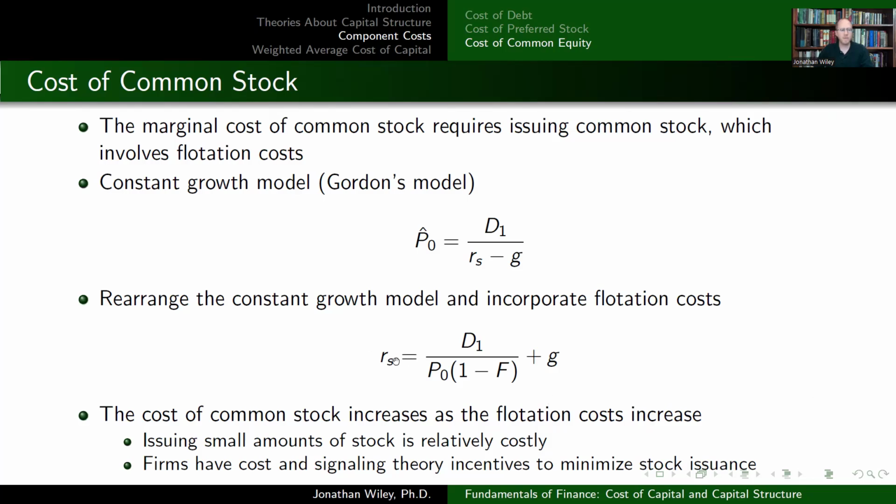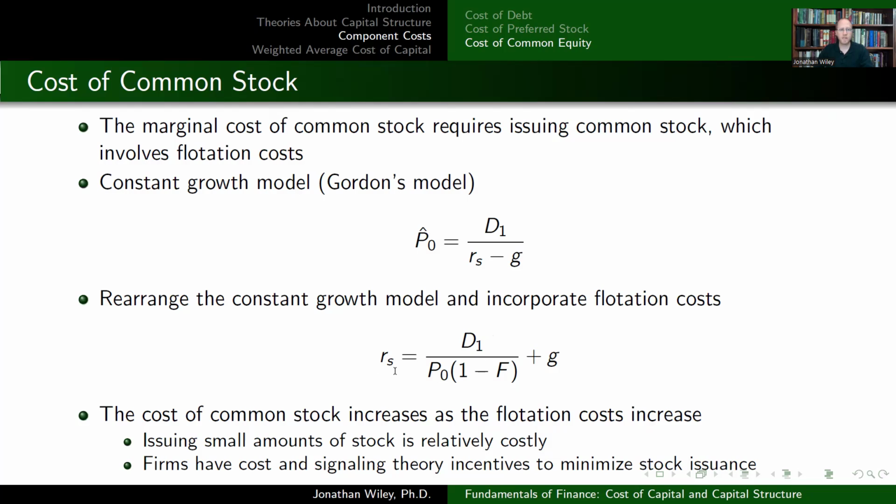Now, a few little things here. This cost of common stock is going to get higher as the flotation costs get bigger, right? As F gets bigger, 1 minus F gets smaller. A smaller number times P0 makes a smaller denominator. D1 divided by that smaller denominator results in a bigger number. Basically, the cost of equity gets higher. So the higher the flotation cost, the higher the cost of equity.